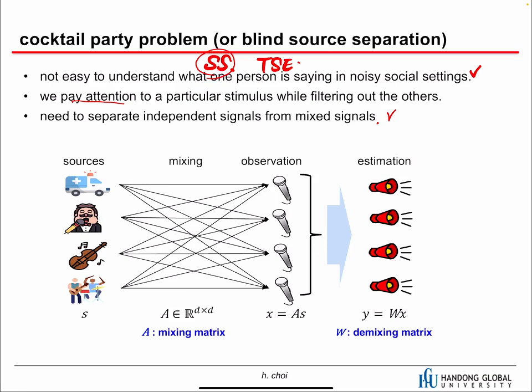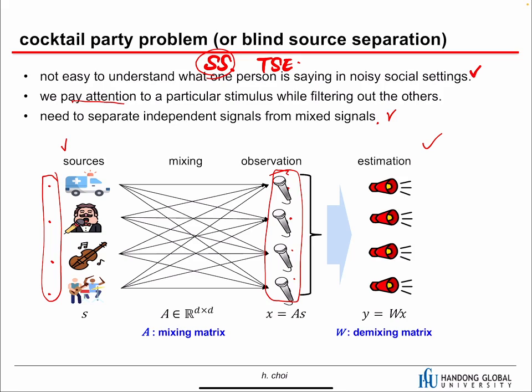So we can formulate the problem in this simple framework. First, we have a lot of sources. In a cocktail party, we have many speakers, and also we can have some other noises, music, and so on. And we mix these signals. So we have microphones, and in this equation, we assume that we have 4 microphones, which means we have 4 mixed signals, assuming that we have 4 independent sources. So this is the simplest formulation for source separation.